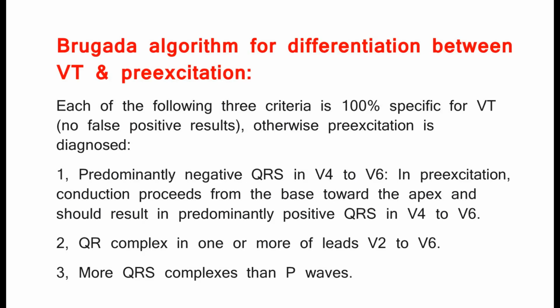Brugada algorithm for differentiation between VT and pre-excitation. Each of the following 3 criteria is 100% specific for VT, no false positive results; otherwise pre-excitation is diagnosed. 1. Predominantly negative QRS in V4 to V6. In pre-excitation, conduction proceeds from the base toward the apex and should result in predominantly positive QRS in V4 to V6. 2. QR complex in one or more of leads V2 to V6. 3. More QRS complexes than P waves.